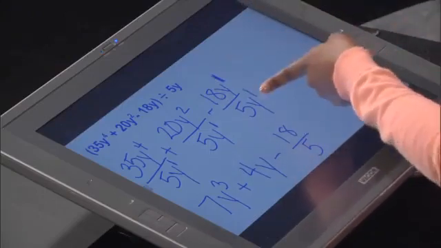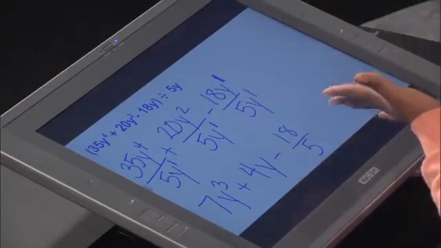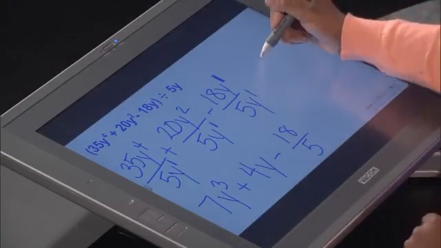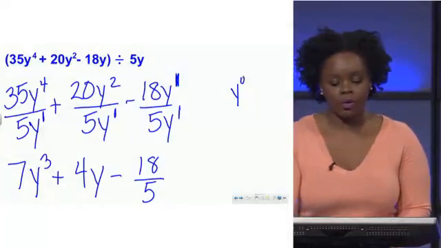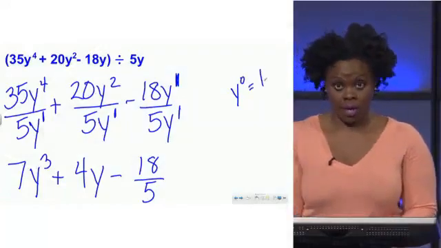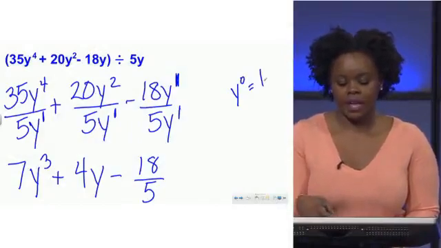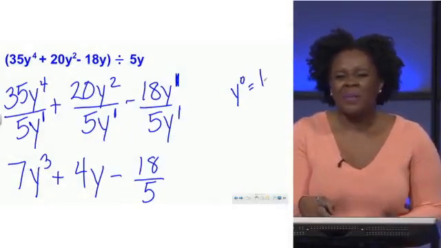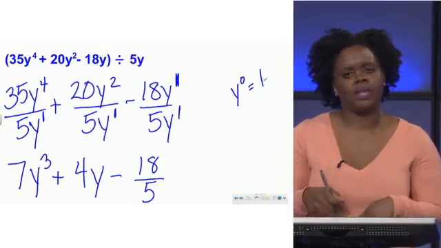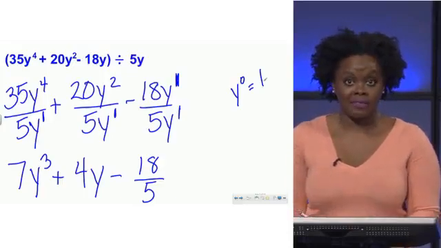Then I've got y to the first divided by y to the first. So 1 minus 1, that's 0. And then think back a bit. Remember, anything to the 0 power is 1, right? So essentially, I'm going to be multiplying 18 divided by 5 times 1. But that doesn't change anything. So just leave it as it is, 18 divided by 5.